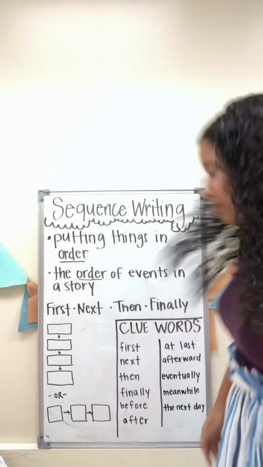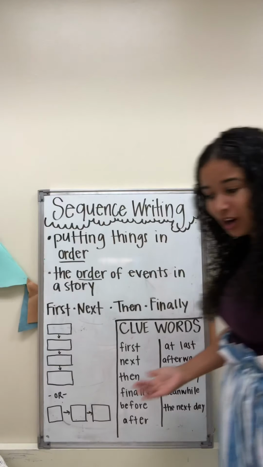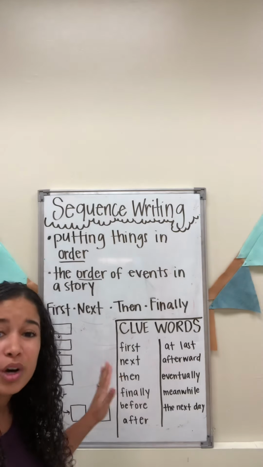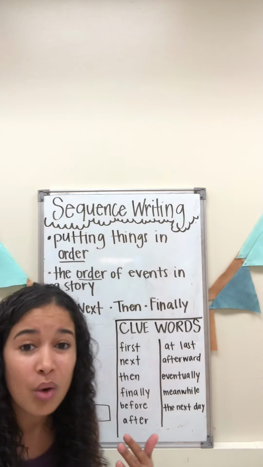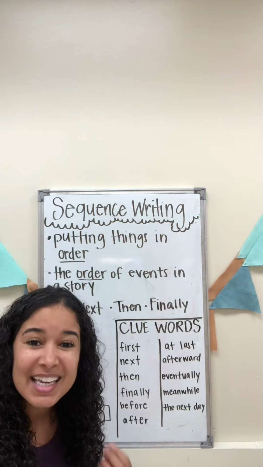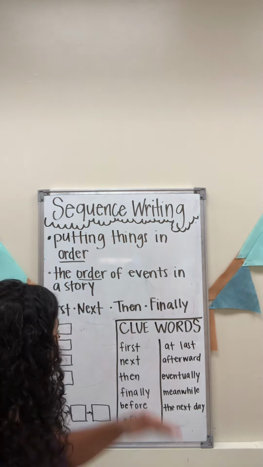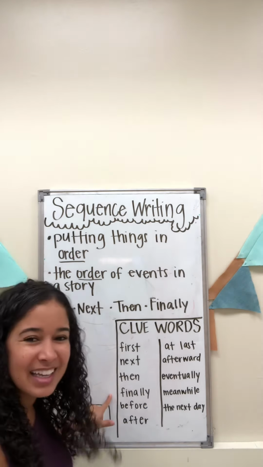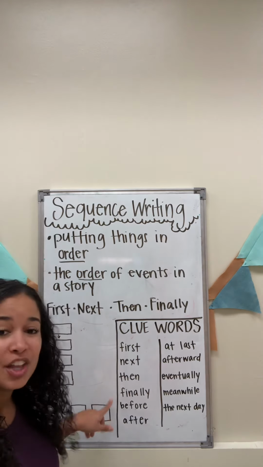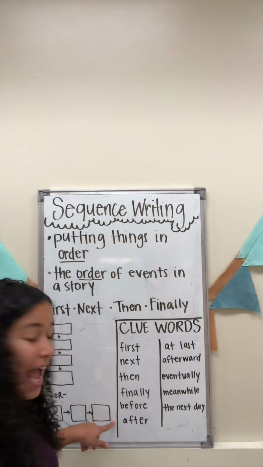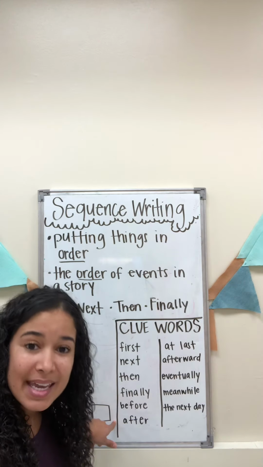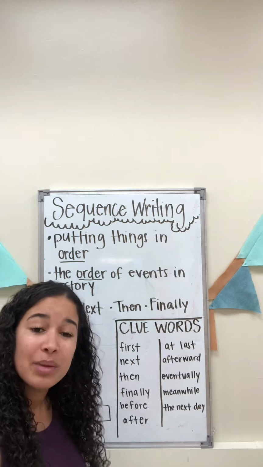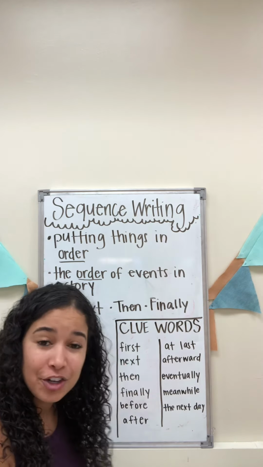Let's check them out. Here are our clue words, and I'm going to take a seat for this one because they're so important. Our clue words to make sure that we know that our story is making sense and is in order. Here are some other clue words that we can use. First, next, then, and finally. You already knew that. Here's another one. Before and after. Those make sense. You must know what happens before and you must know what happens after an event.